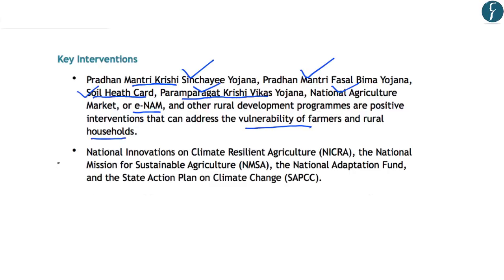Further, there are specific programs which deal with the impact of climate change on agriculture. And these are the National Innovations on Climate Resilient Agriculture or the NICRA. Then there is the National Mission for Sustainable Agriculture. And then there are the National Adaptation Fund and the State Action Plan on Climate Change or the SAPCC. So now what you should do is that you should gather information regarding all these programs and policies of the Government of India which are related to agriculture. And these will be important for you from the preliminary examination point of view.